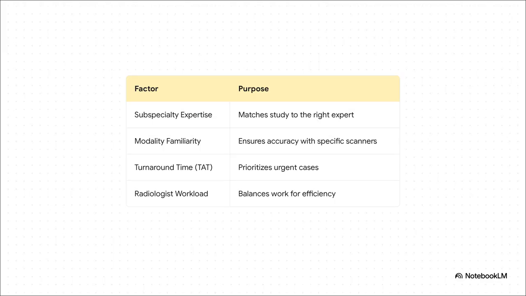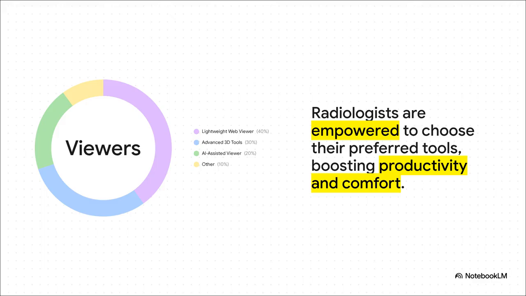Okay, so once the images are taken, this is where the intelligent routing really kicks in. Instead of just landing in some generic first-in, first-out queue, an AI-assisted engine analyzes the case. It looks at the subspecialty needed, the urgency, even the current workload of every available radiologist, all to find the perfect match. This makes sure that a complex brain scan actually goes to a neuroradiologist, which optimizes for both quality and speed.